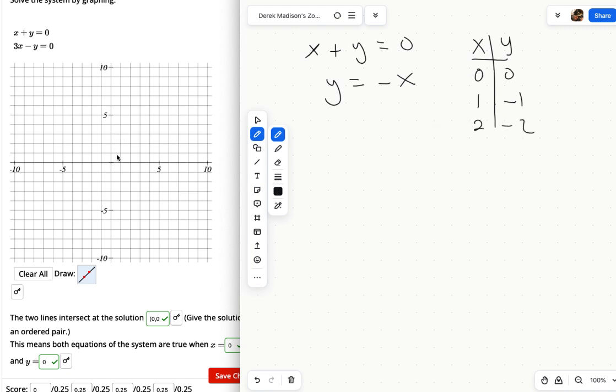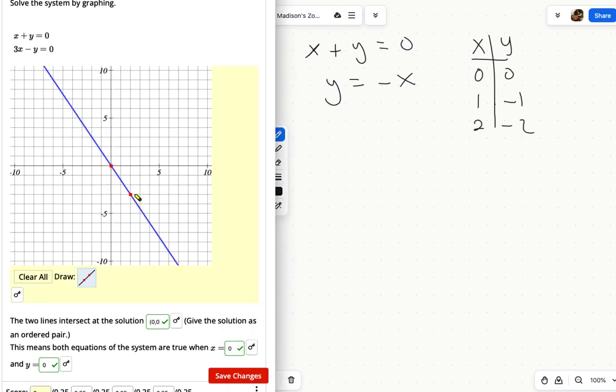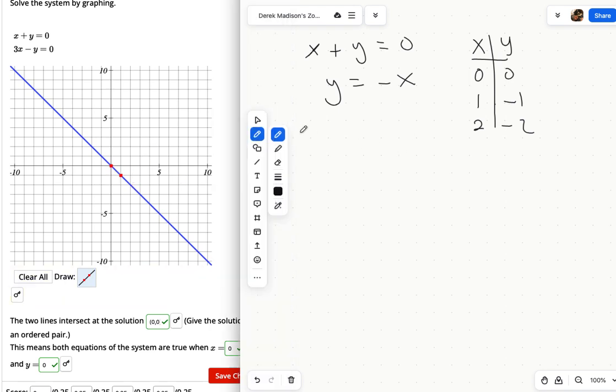So you can see it's going to cross through 0, 0. And then with that slope of negative 1, for every 1 I go to the right, it's going to drop 1 unit. So there's our 2, negative 2, etc.